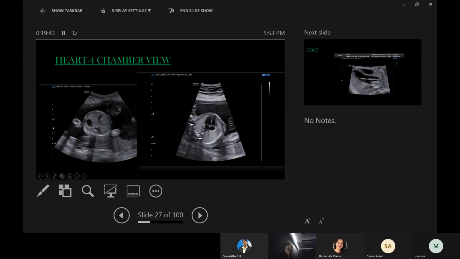The scanning for fetal heart doesn't start in the chest, it starts in the abdomen. First, assess the laterality of the baby, and then if you're sure the stomach is on the left side, then go into the thorax, check the situs of the heart, the size of the heart, and look for the symmetry. And you can see here the pulmonary veins entering.